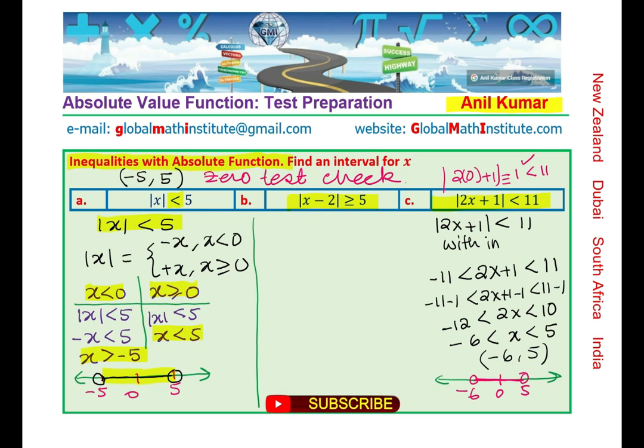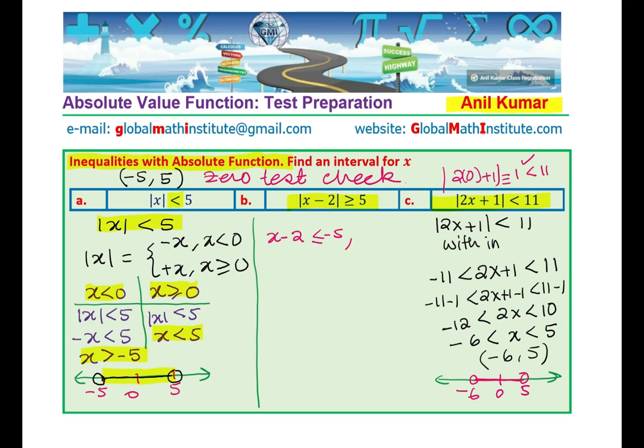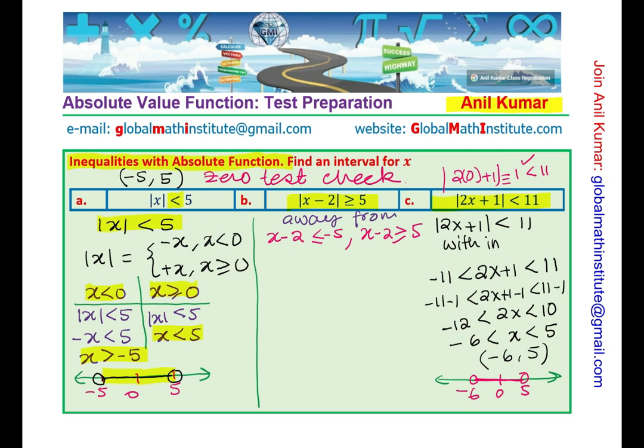It means that x minus 2 is less than or equal to minus 5, or x minus 2 is greater than or equal to 5. You see that? That's what it means, away from. So we call this as away from, right? So now it's easy to solve.